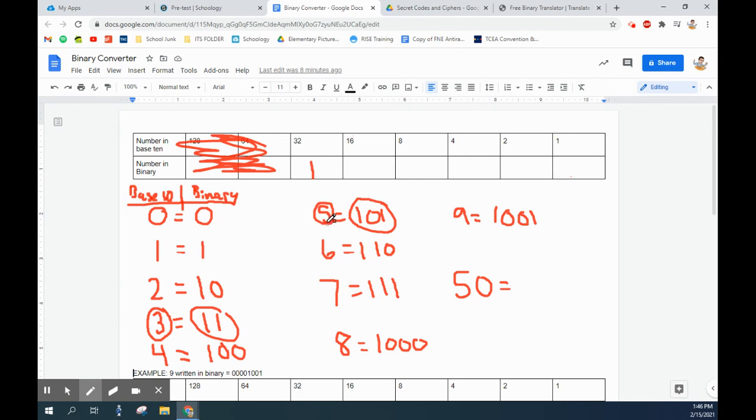Now, let's see here. What would 32 plus 16 be? I'm pretty good at math. 32 plus 10 would be 42. 42 plus 6 would be 48. Oh my gosh, that gets me really close to 50, right? 32 plus 16 equals 48. I only need 2 more to make 50. I don't need an 8, I don't need a 4, and I don't need a 1. Wow. The number 50 in binary would be this: 1, 1, 0, 0, 1, 0.